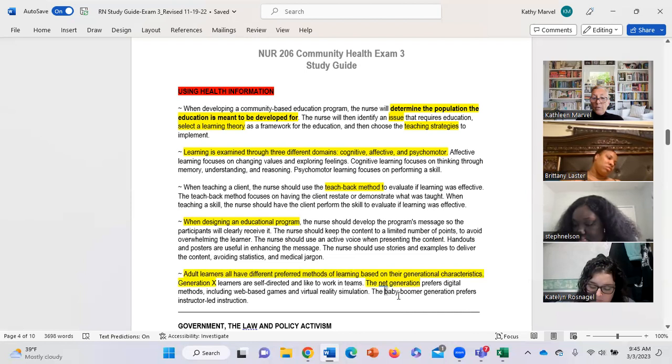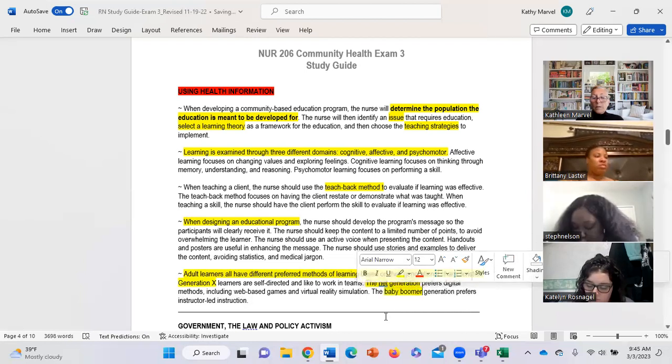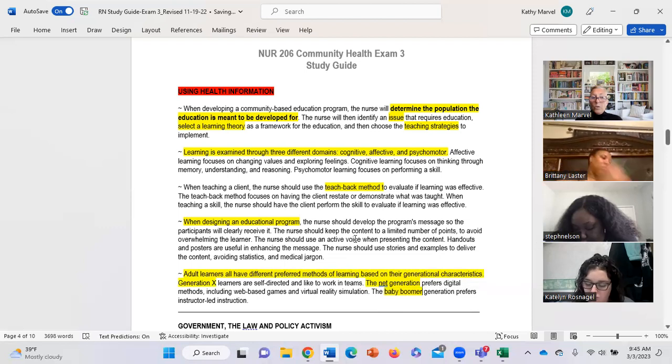And then the third one you have is the baby boomer. That's me. I just wanted somebody to teach me. I'm old school. Okay, so know the three different preferred adult learners and know what their style is.